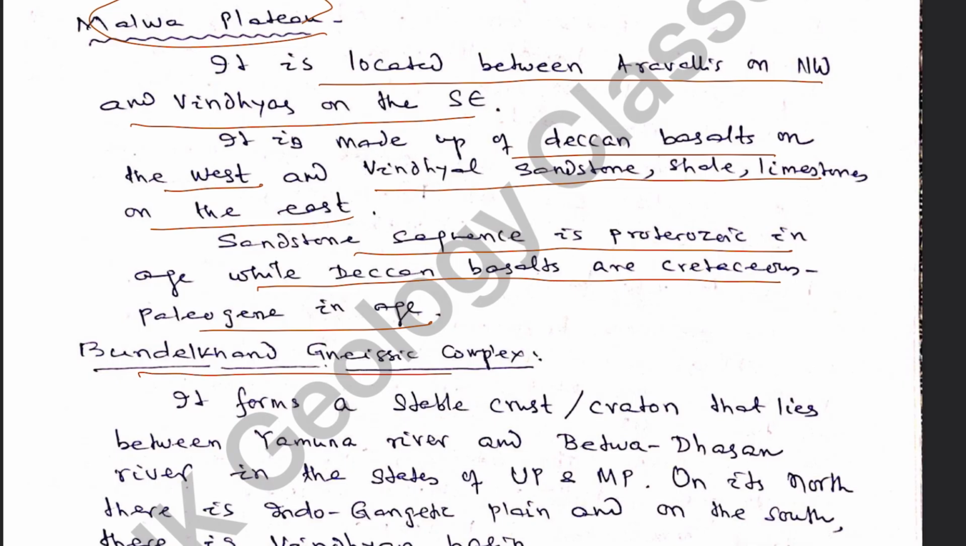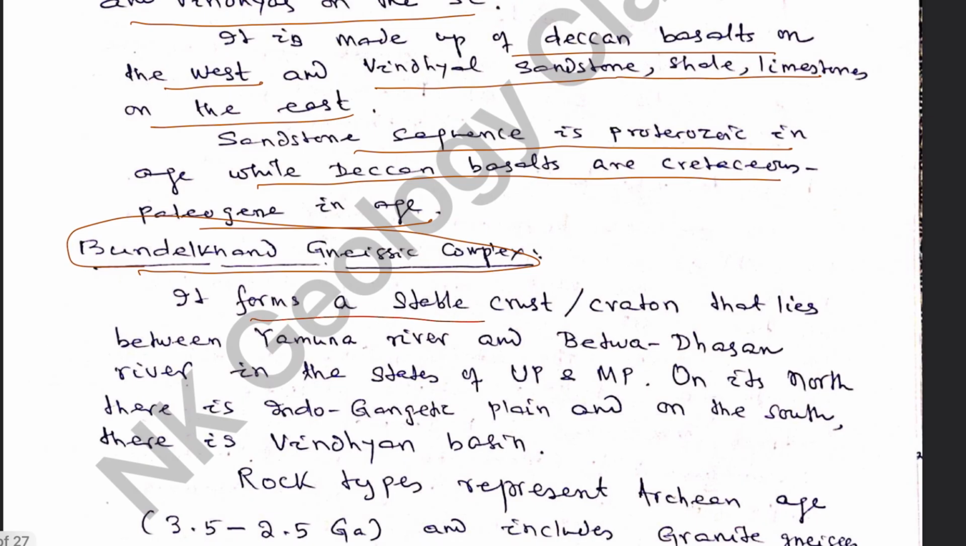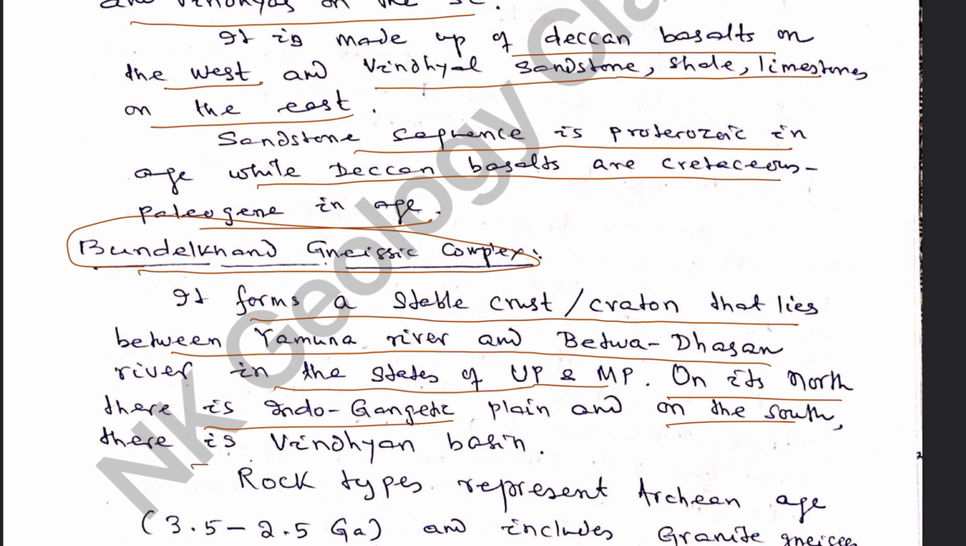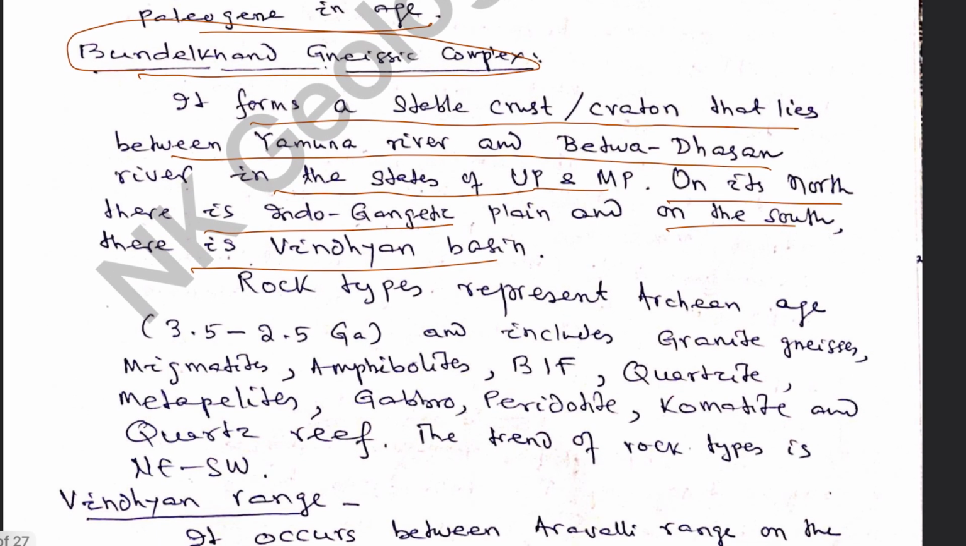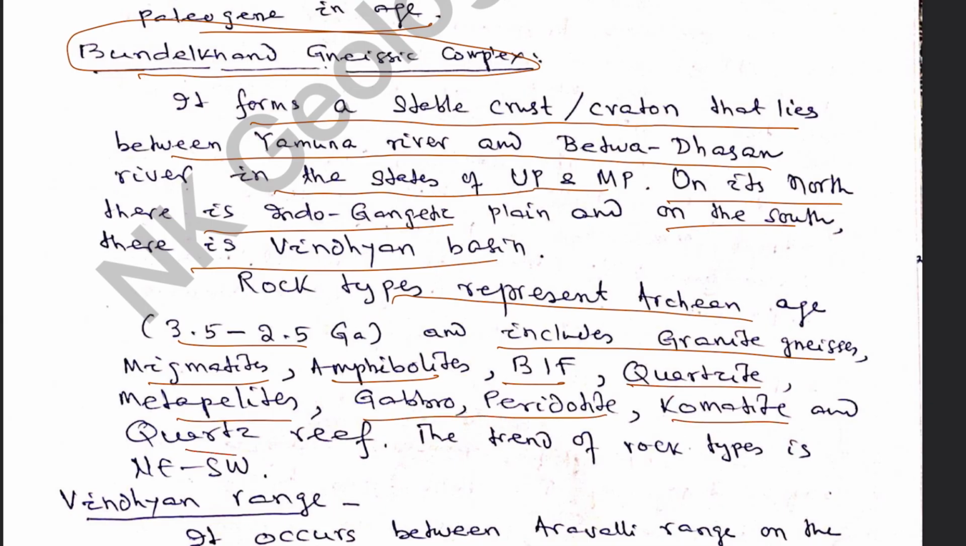Similarly, we have the Bundelkhand Gneissic complex, which is generally considered a craton because it forms a stable landmass. It forms a stable crust or craton that lies between the Yamuna river and Betwa Dhasan river in the states of UP and MP. On its north, there is the Indo-Gangetic plain. On the south, there is the Vindhyan basin, the Vindhyan group of rocks. The rock types represent Archean age, with age greater than 2.5 billion years, and include granitic gneisses, migmatites, amphibolites, banded iron formation, quartzites, metapelites, gabbro, peridotites, komatiites, and quartz reefs. The trend of the rock types is northeast-southwest.